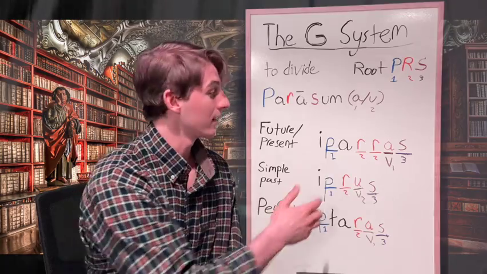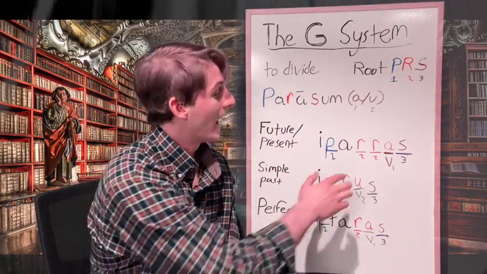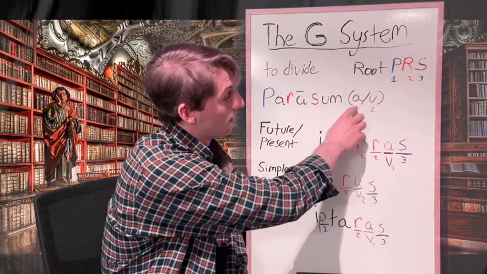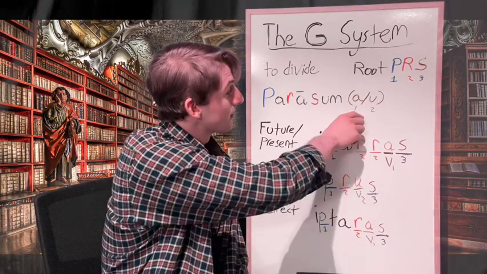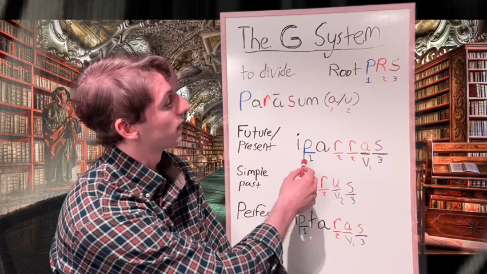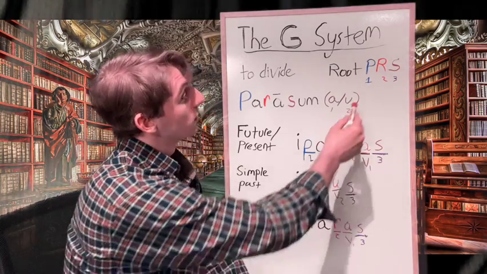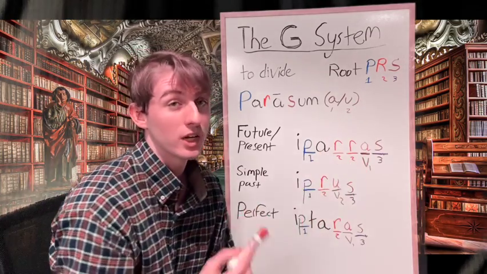You'll also notice that the thematic vowel is different for the word parasum. Here, A is used for the first thematic vowel, and U is used for the second thematic vowel. So although this looks a lot different than our last word, isharik, we see that it follows the exact same pattern, and only the root letters and thematic vowels change.